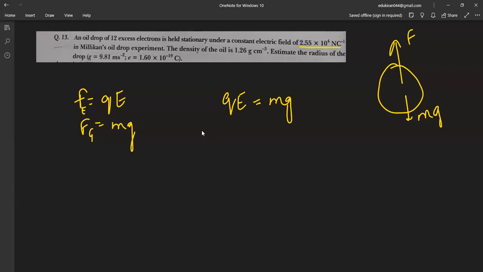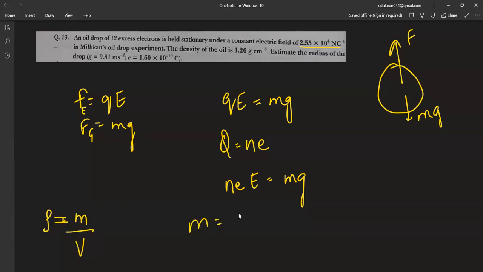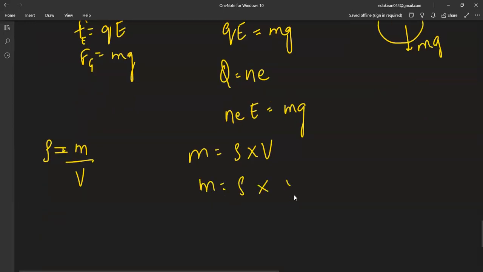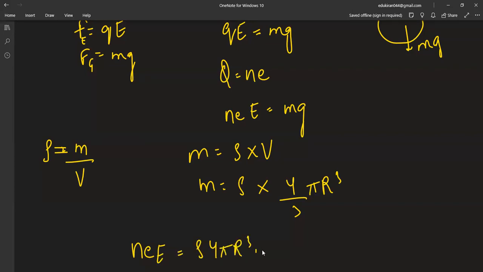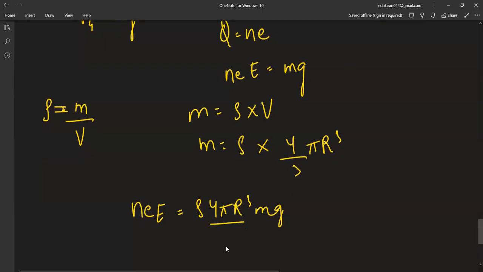This is a very easy question. Look, we have to find out the radius. Now, in order to bring up the radius, see, charge is equal to what? Q is equal to n e using integral quantization of charges. This is from quantization of charges. So this becomes n e into E equal to mg. Now, mass is equal to what? Density is equal to mass by volume. So mass is equal to density into volume. Now, volume of a sphere is equal to 4 by 3 pi r cube. See, we have introduced radius now. So this is the value of mass. Put it there, n e into E is equal to rho into 4 by 3 pi r cube into g.